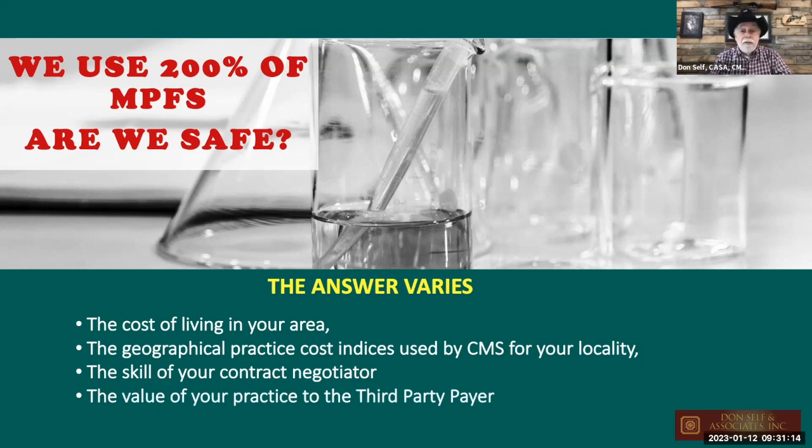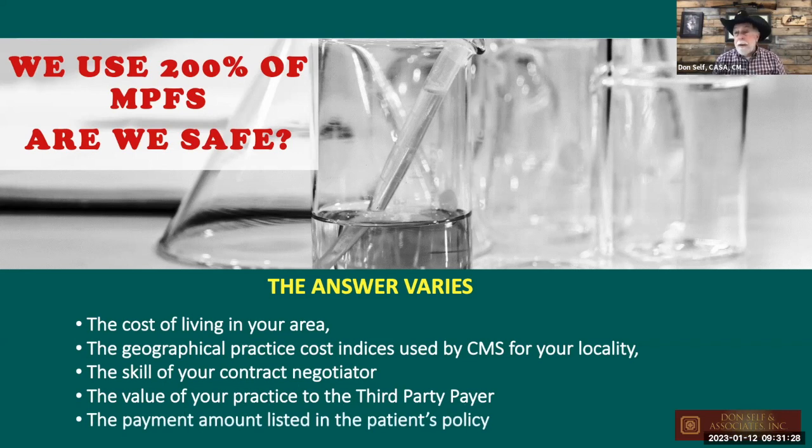Now, what is the value of your practice to the third-party payer? Are you the only neurosurgeon in your area? Or do you have 17 others in your area, thereby decreasing your own value to that particular payer? The payment amount listed in the patient's policy may also dictate whether or not you are charging too low right there.